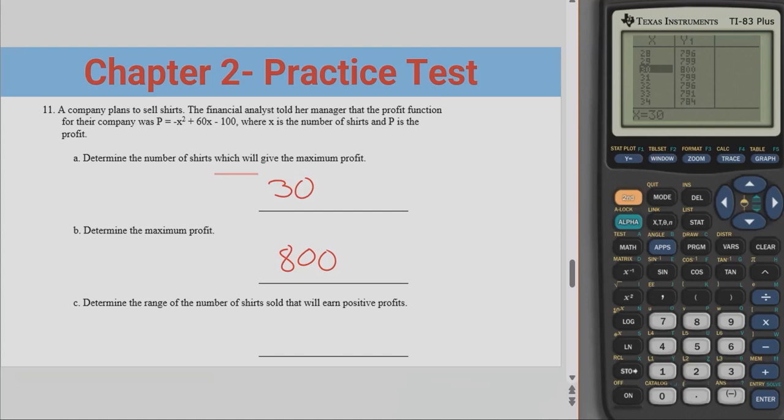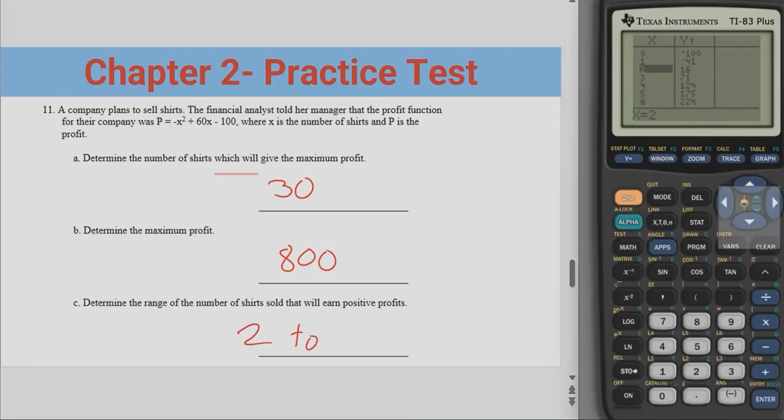For part C, determining the range where we see positive profit. A lot of scrolling is involved here, which makes the TI probably not the best for this problem. But I'm looking for where I get a positive profit. We don't want to lose money as a business. So if I go to second table set, I can restart my table at 0. I enter 0, go to second table again, and I see at 1 shirt I lose $41, but at 2 shirts, that is where I begin to turn a profit. So I know that is the first value in that range.